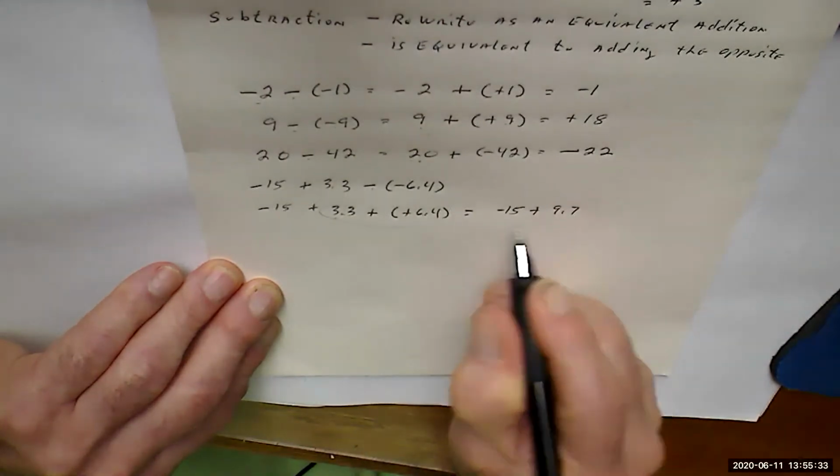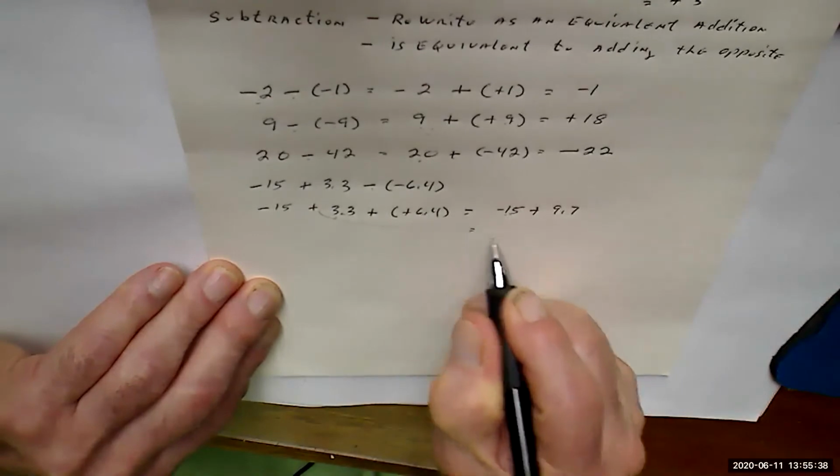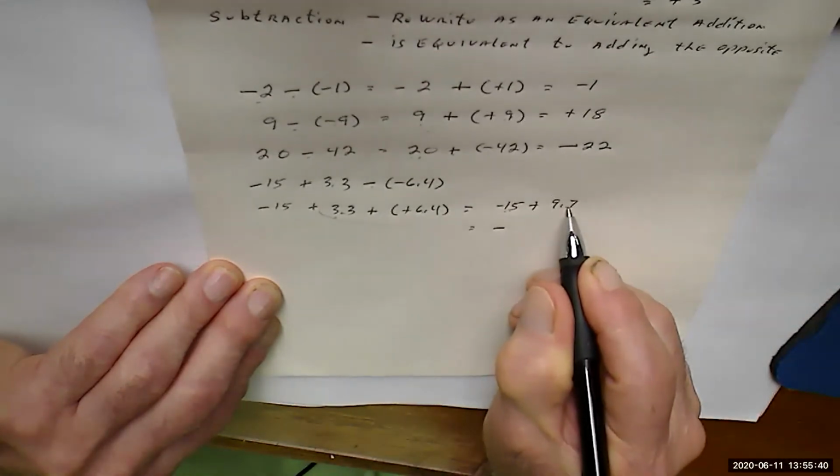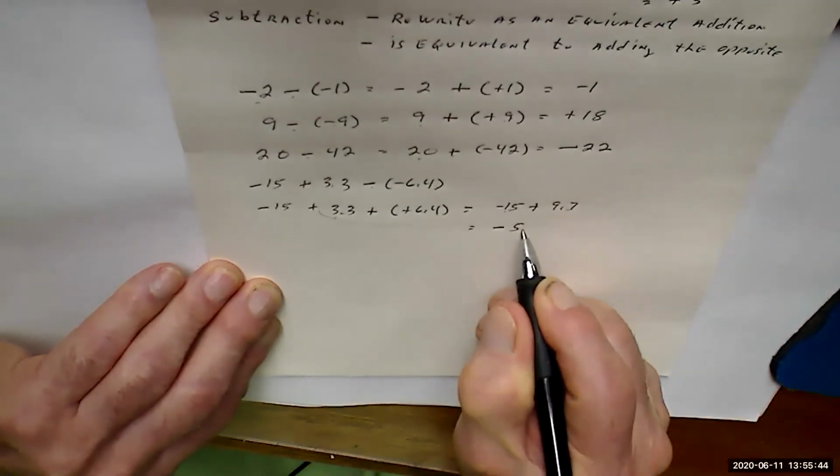Now we want to add unlike signs. We take the sign of the larger number, which is negative, and we take the smaller number, 9.7, away from 15. We come up with -5.3.